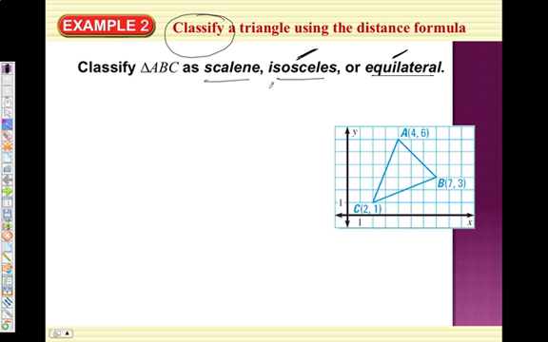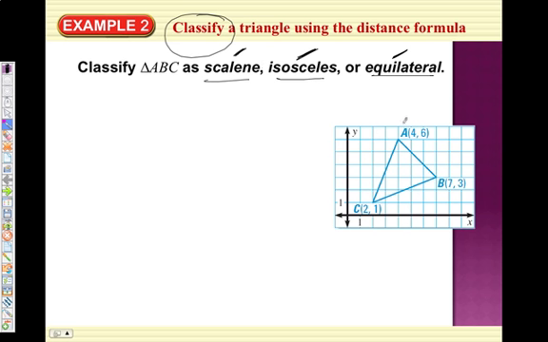Isosceles, only two sides are the same length. The other side is anything else. And scalene means all the sides are different sizes. There are no sides that are the same length. Okay? So get those three definitions down.